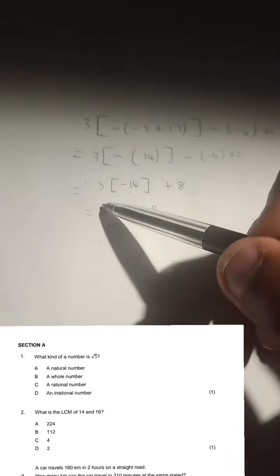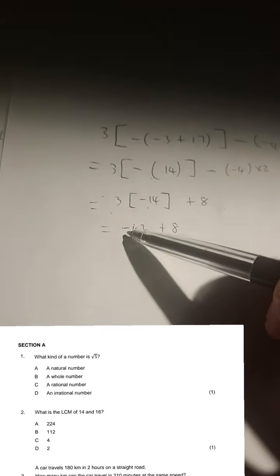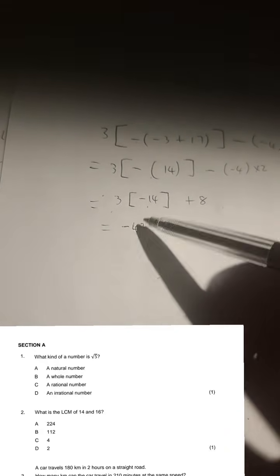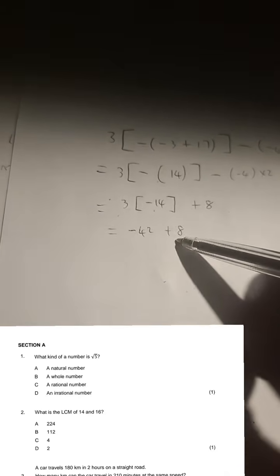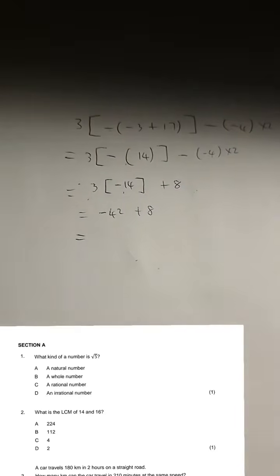Negative 42. Let's not forget, positive times a negative is negative. 3 times 14 is 42. So it's negative 42 plus 8. Then what's negative 42 plus 8?